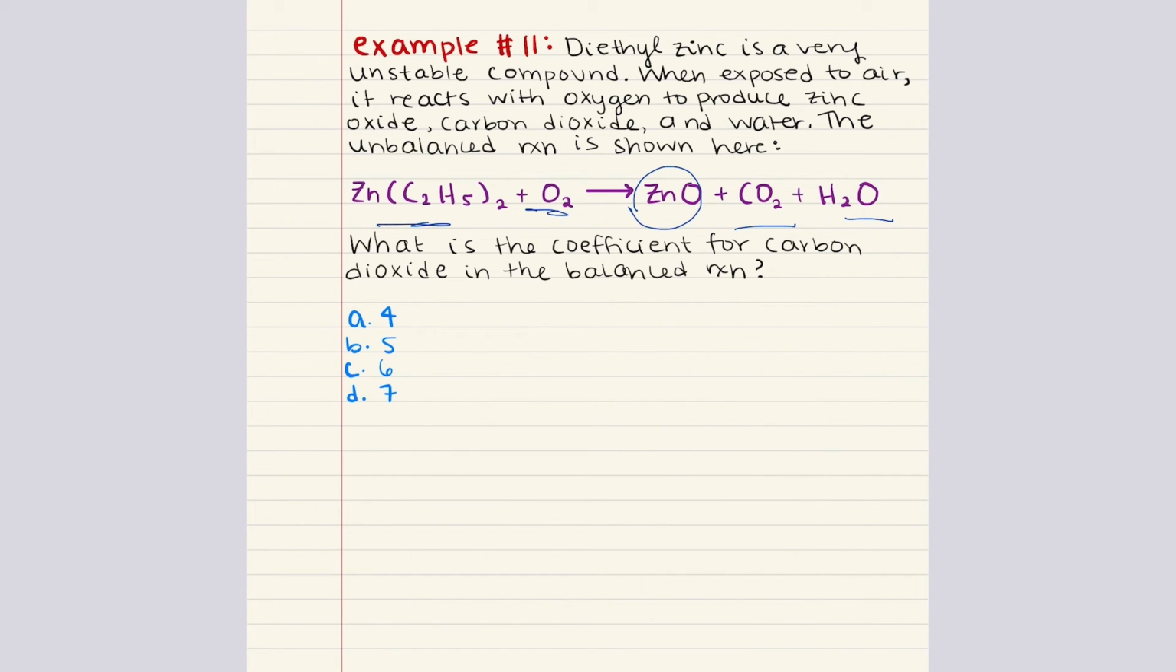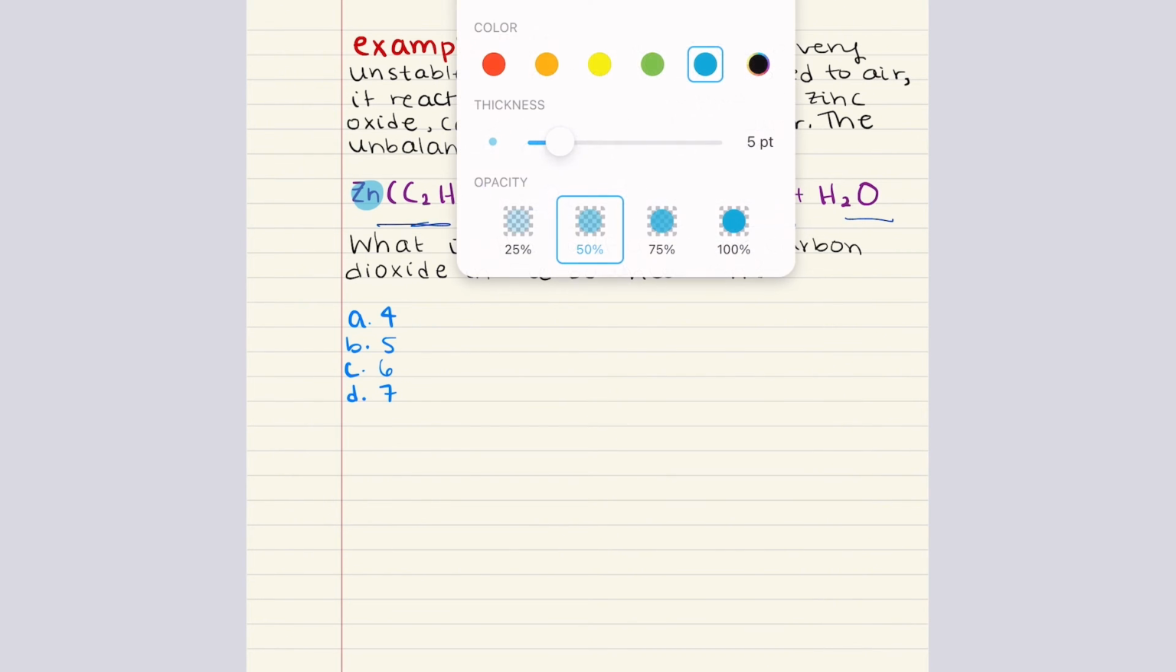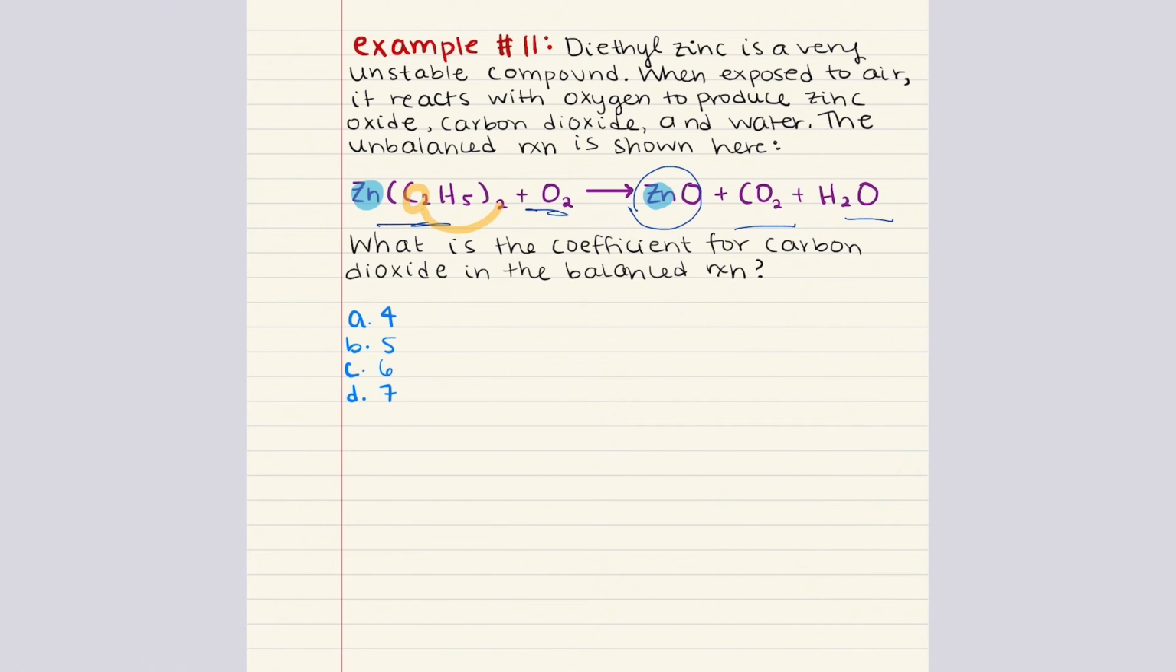Let's just quickly count the number of each type of atom on both sides of the equation as is. If we look at the reactant side, we have 1 zinc atom. If we look at the product side, we have 1 zinc atom. All right, what about carbon? We have 4 carbons on the reactant side, 1 carbon on the product side. We have 10 hydrogens on the reactant side, 2 hydrogens on the product side. And then we have 2 oxygens on the reactant side and 4 oxygens on the product side.